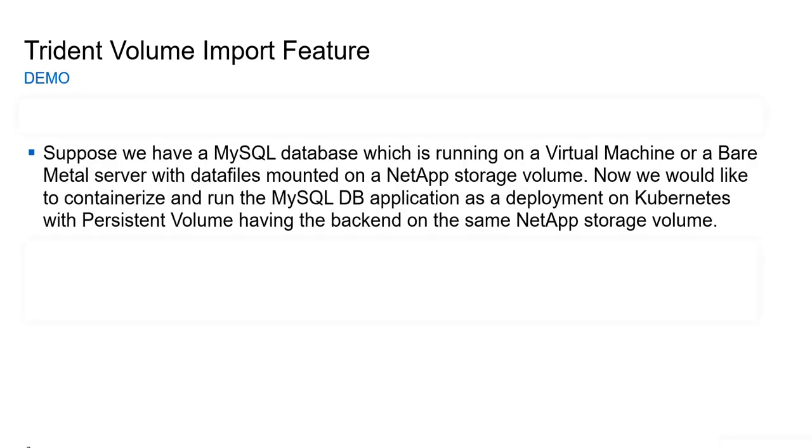Now let's try to understand how this feature works through a typical use case. Suppose we have a MySQL database running on a virtual machine or a bare metal server with data files mounted on a NetApp storage volume. Now we would like to containerize and run the MySQL DB application as a deployment on Kubernetes, with a persistent volume having the backend on the same NetApp storage volume. Let's see how we can achieve this using the Trident import volume feature.